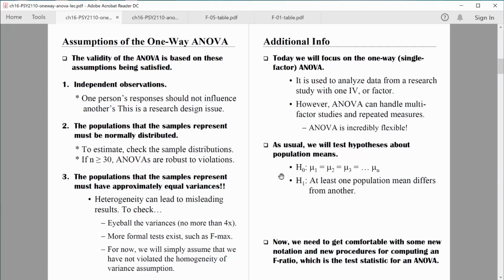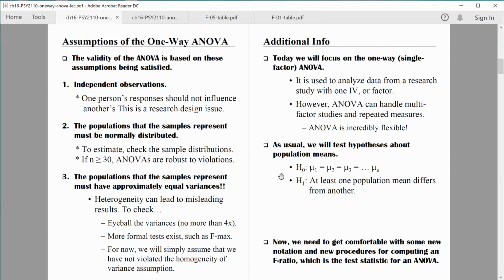The alternative, we're going to kind of take an easy way out, and we're going to simply write it as saying at least one population mean differs from another. And the reason we're going to do that is because many different alternative combinations could exist. So for example, maybe the Democrats and the independents don't differ, but they both differ from the Republicans. Or maybe the Republicans differ from the independents and the Democrats. There are several different combinations, and we don't want to have to list them all as alternatives. So the bottom line is this. The null hypothesis is that there are no differences between the population means. The alternative hypothesis is that at least one difference does exist.